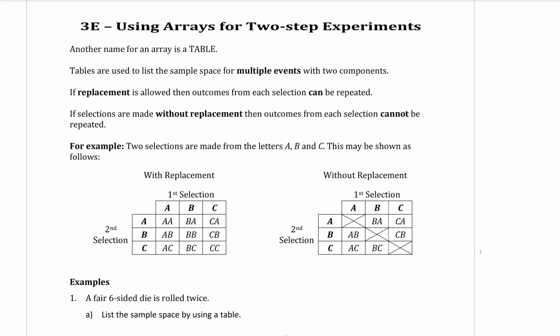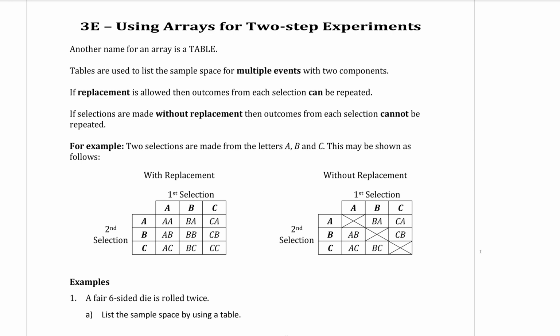They can only have 2 components, one for each axis. If replacement is allowed, then the outcome for each selection can be repeated. So you'll need to pay special attention to whether the question says something has been replaced or not replaced. For example, in this diagram with A, B and C, we've got 3 letters that we're selecting from. We choose a letter for our first selection, but then we replace it and we can choose the same letters again for the second selection. It means that we can have doubles.